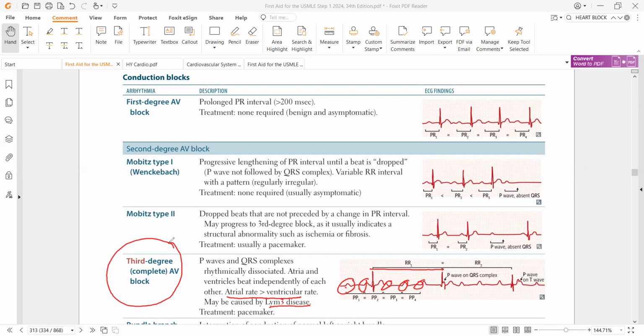So this P wave, again, I'm repeating the ECG. This P wave has no relation with QRS. So the ventricle beats at its own pace while the atria beat at theirs. Normally there is a synchrony, there is a harmony between the atrial and ventricular depolarization. There is harmony in the contraction and depolarization of the atria and ventricle. But here there is a complete dissociation, right?